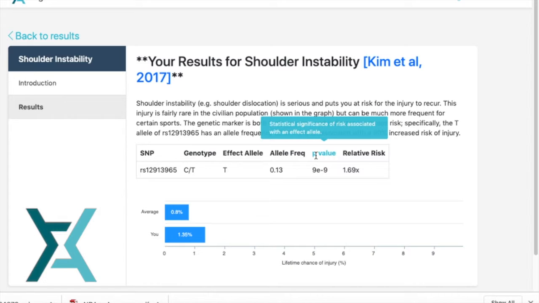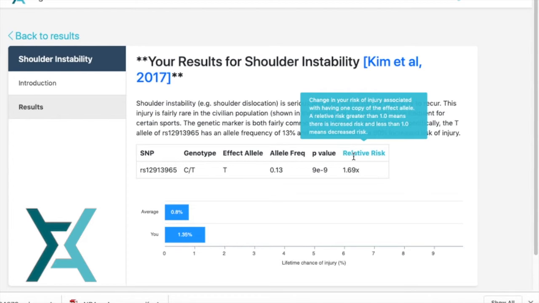P-value is the strength of the association of this polymorphism for shoulder instability. The smaller the p-value, the stronger the association. In this case, 9e minus 9 stands for 9 times 10 to the minus 9. That's a very small number, and so this is a pretty strong association.